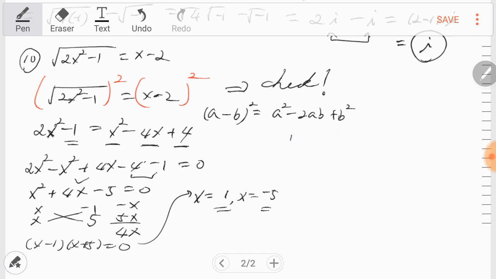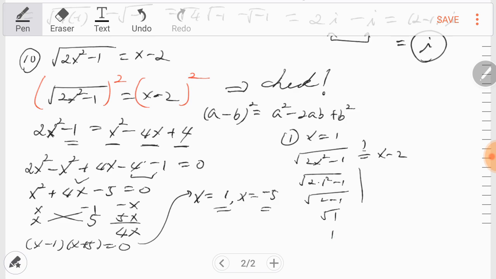So first, when x equals 1, is the square root of 2x squared minus 1 equal to x minus 2? Let's check it out. Substitute 1, then 2 times 1 squared minus 1, then square root of what? 2 minus 1 is square root of 1, which is 1. The right side, with x equals 1, is 1 minus 2, which is negative 1. This is not equal to negative 1. So 1 is not a solution.